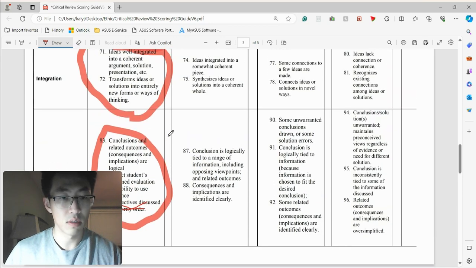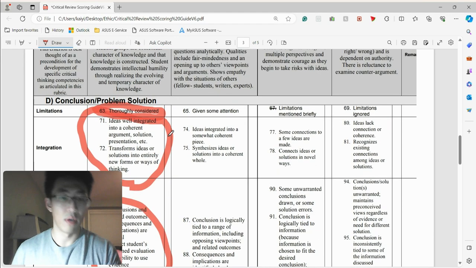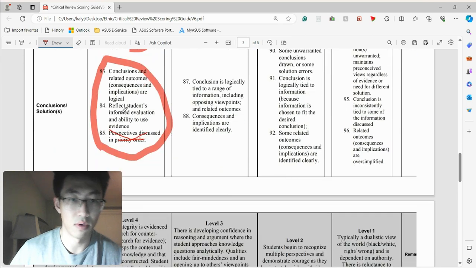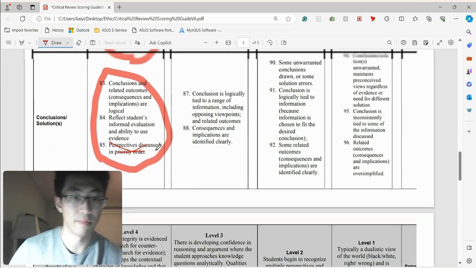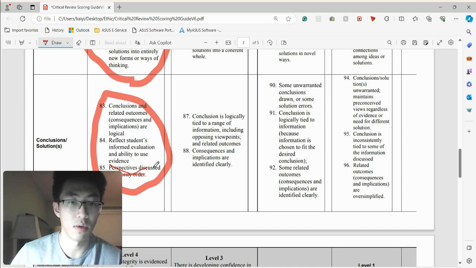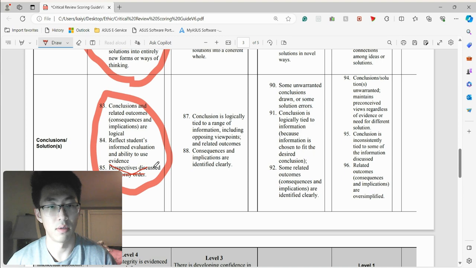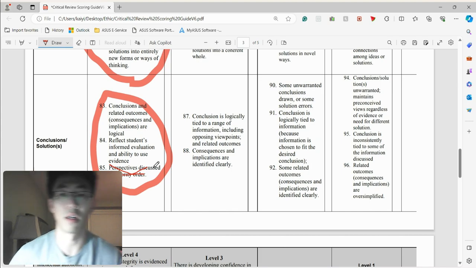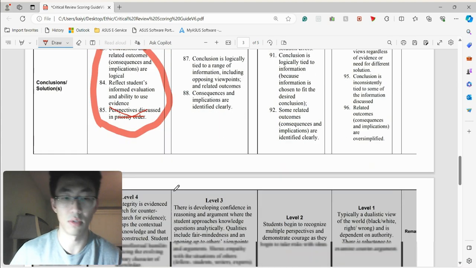And in terms of conclusion, now this one, although I've circled it as level 4, I don't think I've discussed the priority in order. However, I did conclude on related outcomes and, of course, reflected my own informed evaluation and ability to use the evidence, provided a lot of examples throughout the history of time.